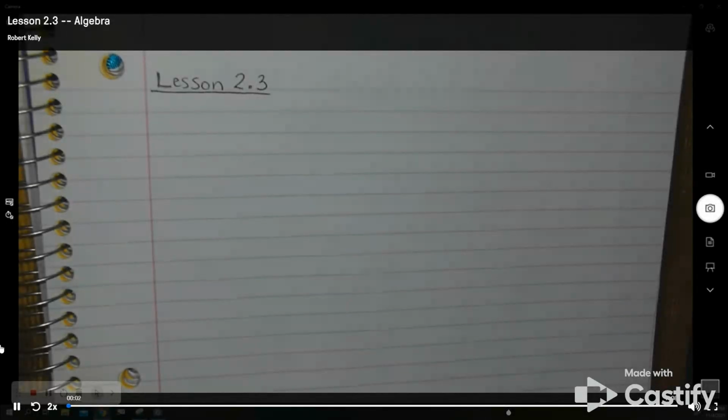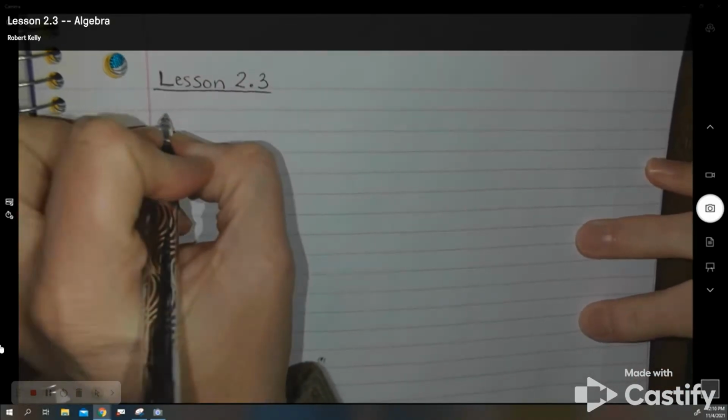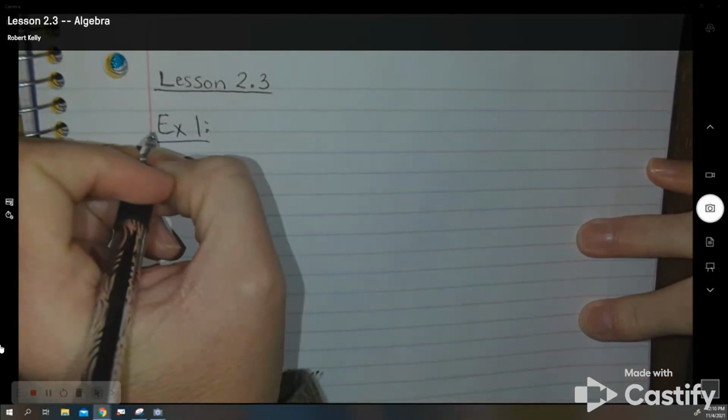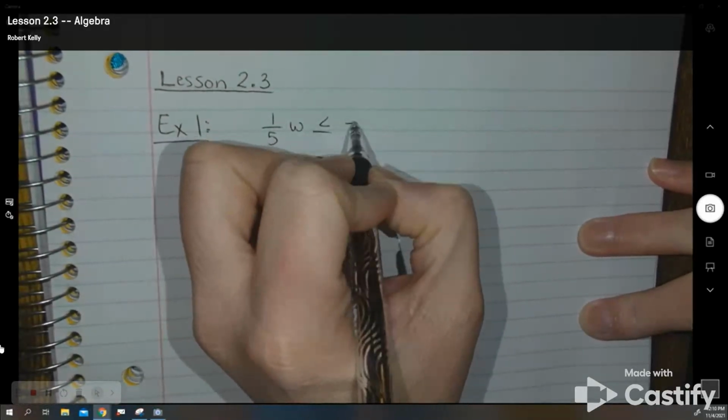This is lesson 2.3. In lesson 2.3, we're going to continue talking about inequalities and solving inequalities. But this time, we're going to be talking about using multiplication and division when we're solving inequalities. So for example 1, we have the inequality 1/5 W is less than or equal to -6.